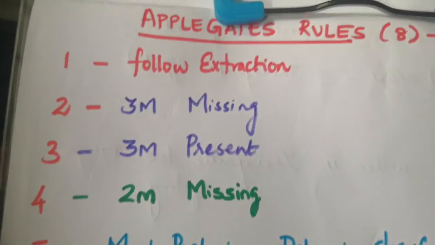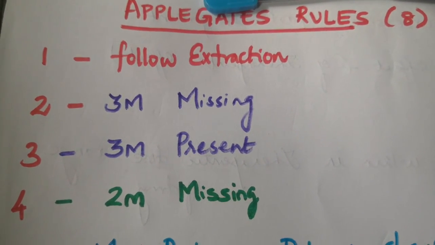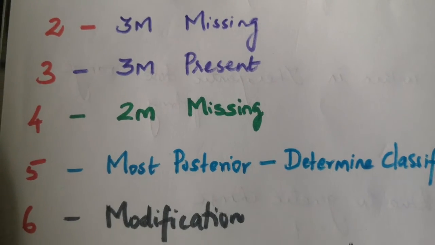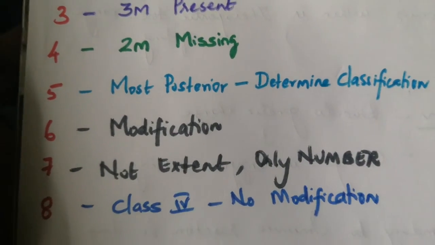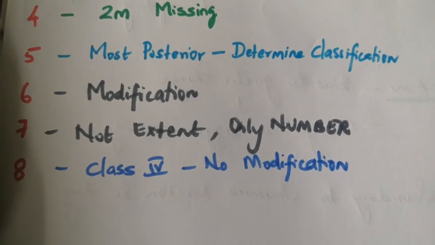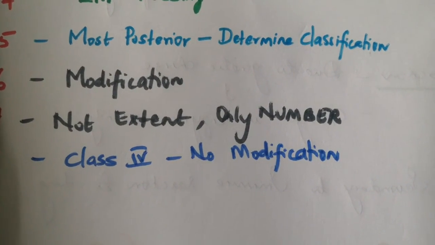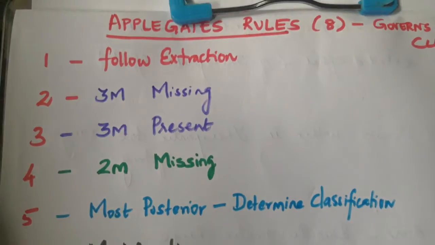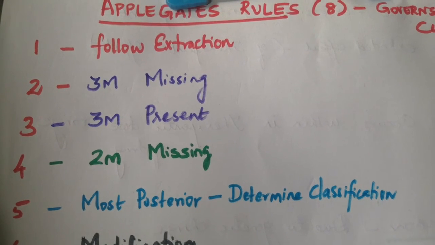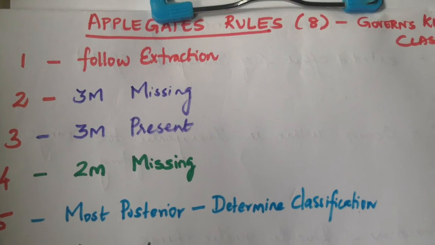So these are the key words. Again, I will say follow the extraction. 3M missing, 3M present, 2M missing. Most posterior determine the classification. About the modification. 7, not the extent, only the number. Class 4, no modification. So if you remember these 8 keywords, you can remember the 8 rules of Applegate's governing the Kennedy's classification.